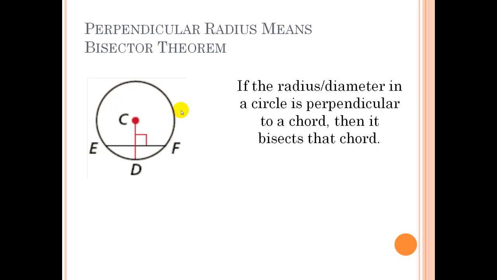Two more theorems. These ones are going to deal with chords with a radius that's intersecting them. So if you look here, we have a chord EF, and we have a radius CD, and we know, based on this little box here, that we have perpendicular lines. So the theorem says that if a radius is perpendicular to a chord, then that radius is also bisecting the chord. So that means that CD is bisecting EF. It's cutting it in half.